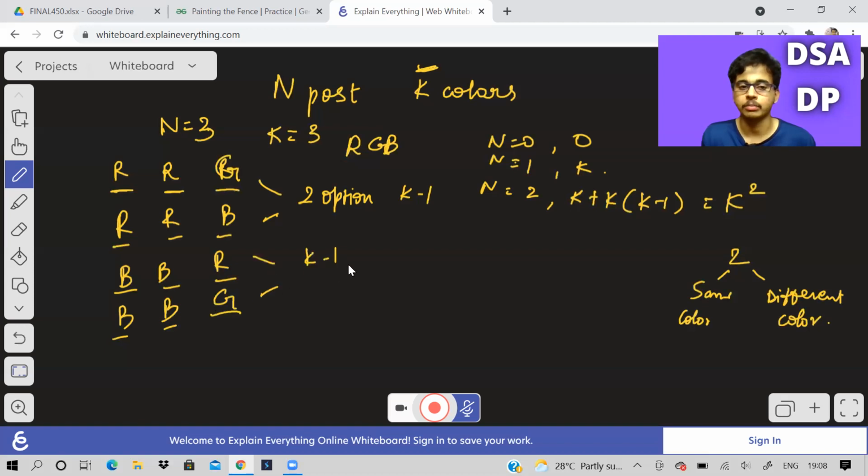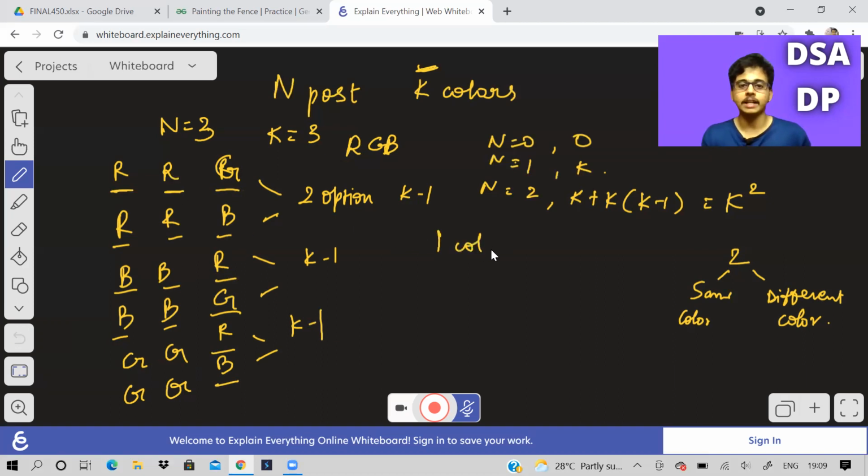K minus 1 options. Similarly, let us say the first 2 posts are painted with G. I can't paint the third with G, so R and B, 2 options. So if I fix one color and paint the first 2 posts with that one color, how many options do I have? K minus 1.